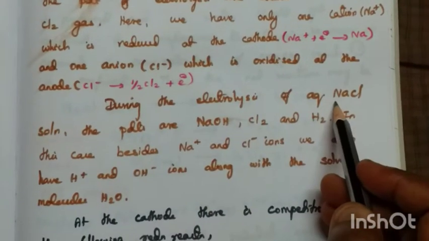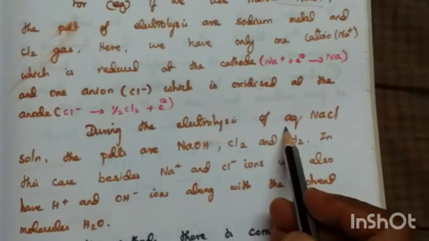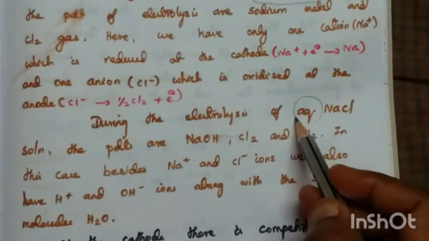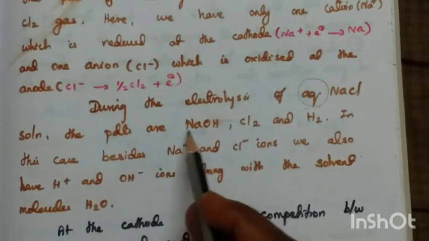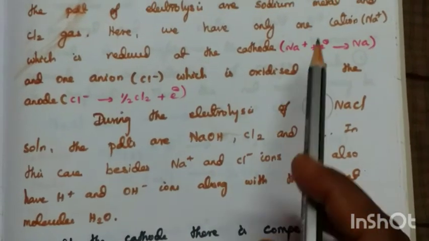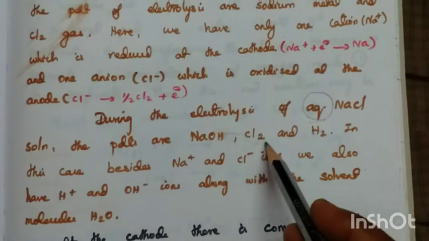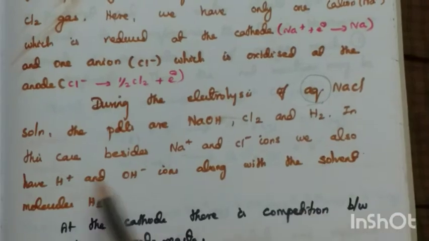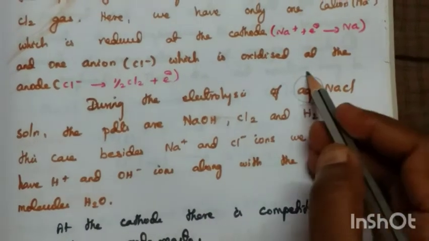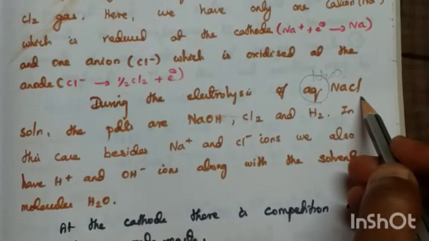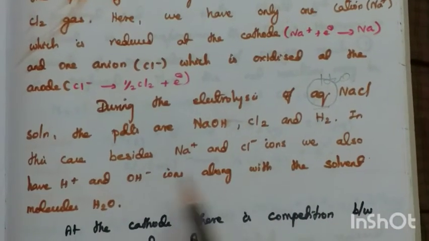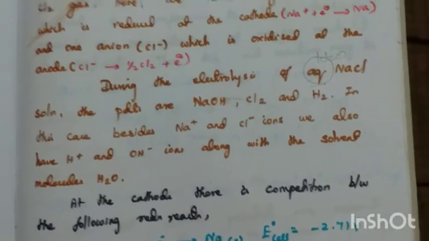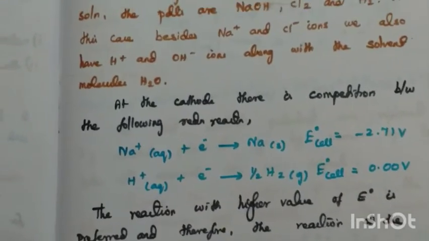During the electrolysis of aqueous NaCl, that was molten NaCl. Here it is aqueous NaCl, in the presence of water. The products are NaOH, Cl2 and H2. In this case, besides Na+ and Cl- ions, we also have H+ and OH- ions in solution, along with the solvent water molecules. Water is taken in excess, so all these are present in the aqueous NaCl.